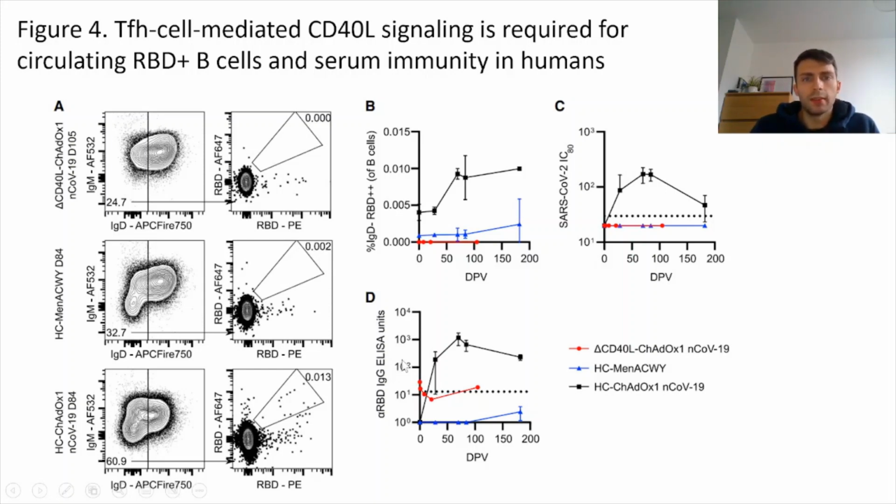And what we can see here is that this data correlates with our mouse data, showing that CD40 ligand signaling, which can be taken as a proxy for Tfh activity, is required for circulating RBD binding B cells to be generated and for serum immunity after human vaccination.